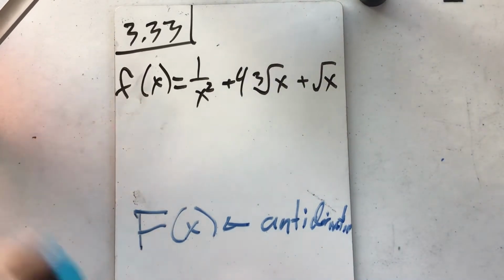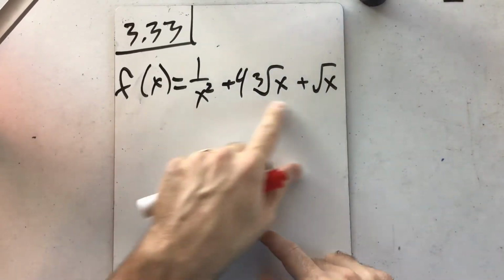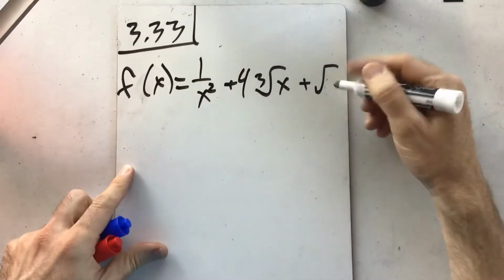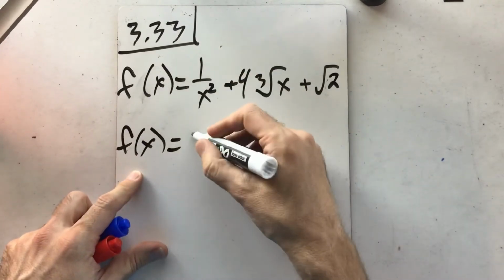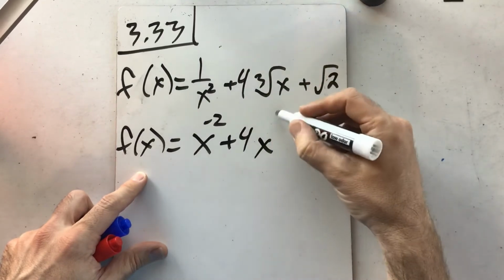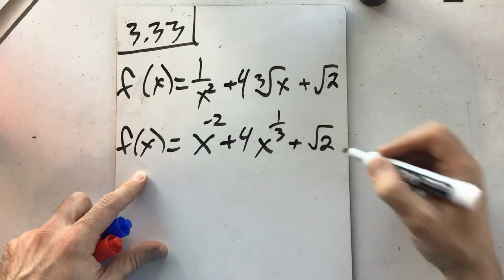Okay. Well, in order to find the antiderivative, the first thing I'm going to do is write all these with powers in the exponent. Oh, sorry, this was a square root of 2. I'm going to write all these with powers in the exponents. So that is going to be x to the negative 2. This is going to be 4x to the 1/3. And this one, let's just leave it as the square root of 2.